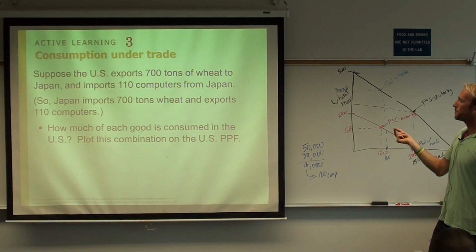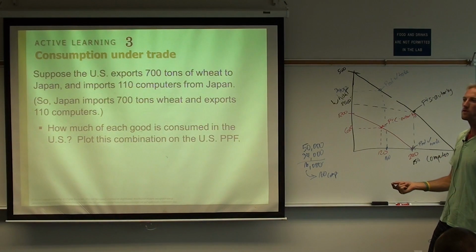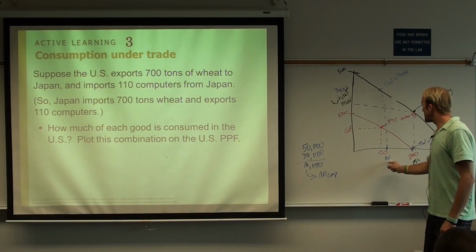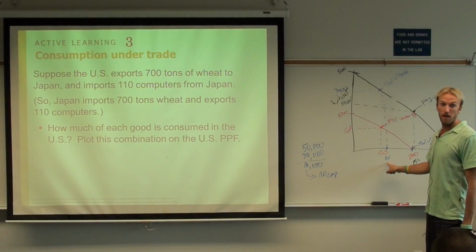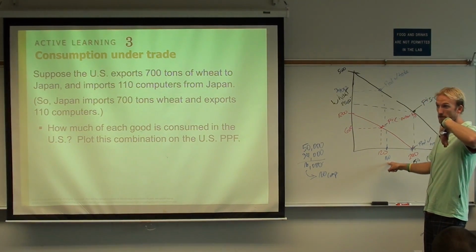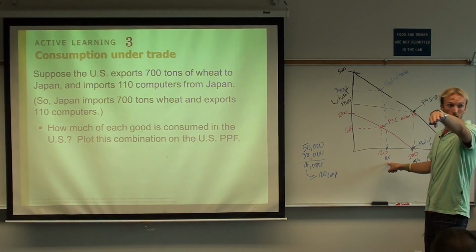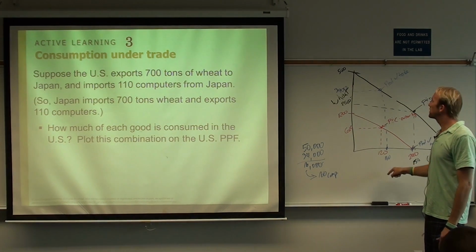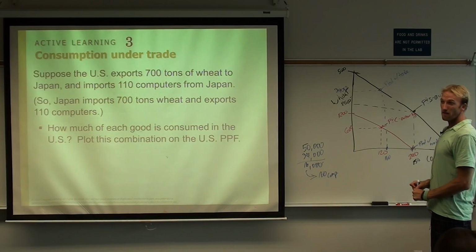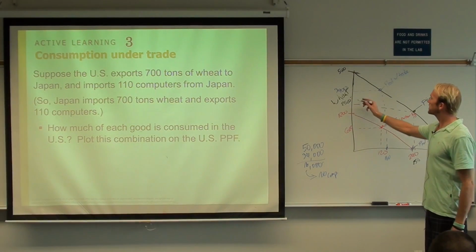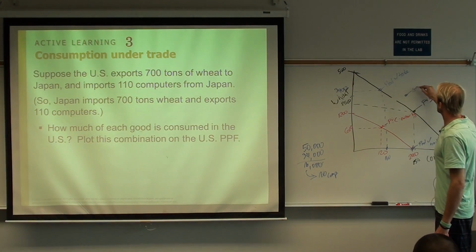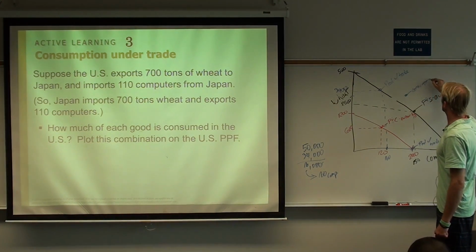And then, how many computers are available for using in America? They made 160, but then they got 110 more for the wheat that they sent away. So what is that? 160 plus 110 is 270. So what were the numbers again? 2,700 and 270. Consumption with trade.